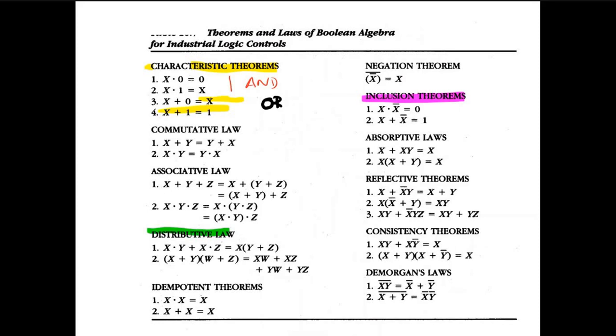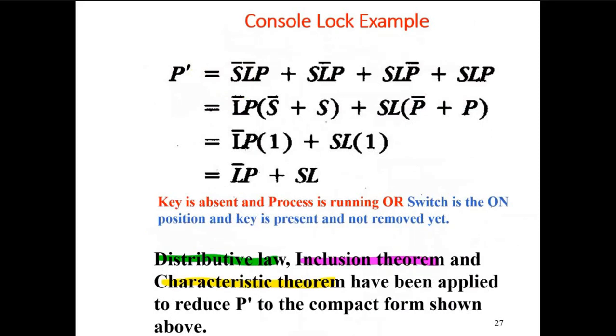So it is important that you try and make the program as compact as possible by using these theorems to see whether any further reduction can be made. So look at the console lock example. We had this equation: E prime is row 2, row 6, row 7, or row 8.